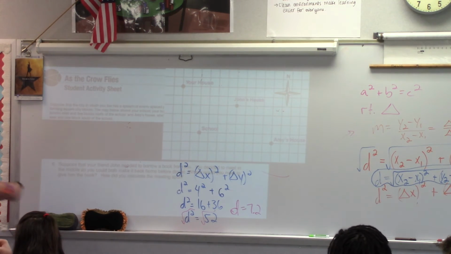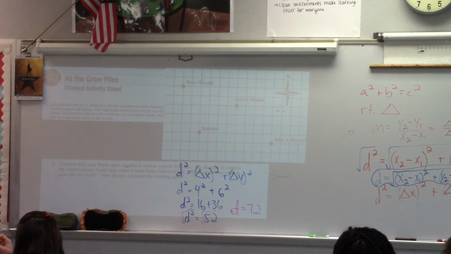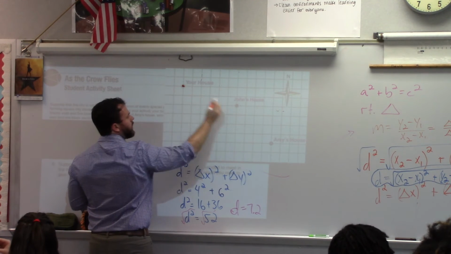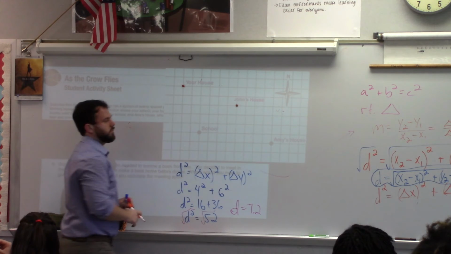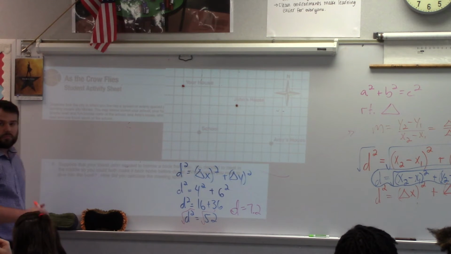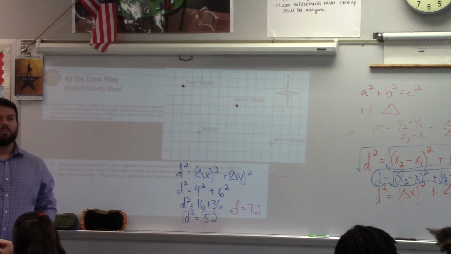Number 6 says, suppose that your friend John needed to borrow a book from you. You decided to meet in the middle so you could both make it back home before dinner. So here's you, here's John, and you're trying to meet him in the middle. Where would you meet so that you could both make it back home for dinner? Halfway. The middle, right?